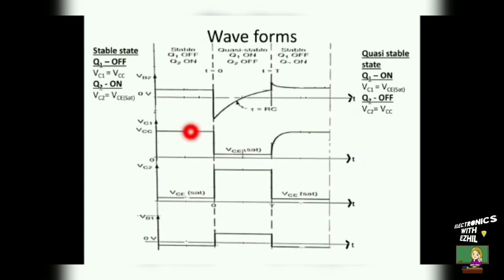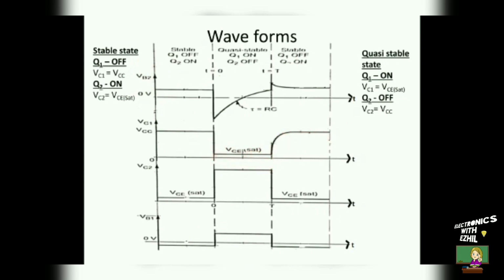First we'll see how to draw the collector voltage of the transistor 1. During the stable state, the transistor 1 is at off state and the output voltage of the transistor 1 is VCC. So, the output of the transistor 1 will be at VCC. And during the quasi-stable state, the transistor 1 is at on state and the output voltage of the transistor 1 is VCE saturation. So the output of the transistor 1 will be switched from VCC to VCE saturation. During the stable state, the transistor 1 is at off state and the output voltage is equal to VCC. So the output of the transistor 1 will be switched back to VCC.